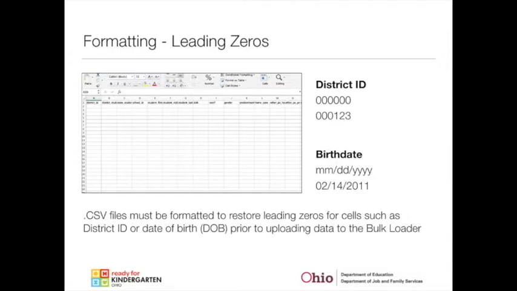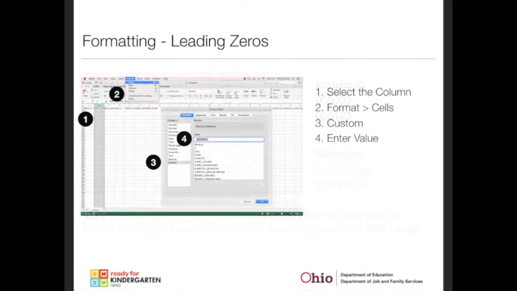The two primary areas where this occurs are cells that utilize leading zeros, such as the district ID, which uses a format of 6 zeros, or the date of birth cells that must be formatted with an MMDDYYYY, or month, day, and year formatting. If the month, for instance, is 1 through 9, for example, if the student was born in the months January through September, then it must have a leading 0 in order to be formatted properly. So now we'll talk about how you format with a leading 0.